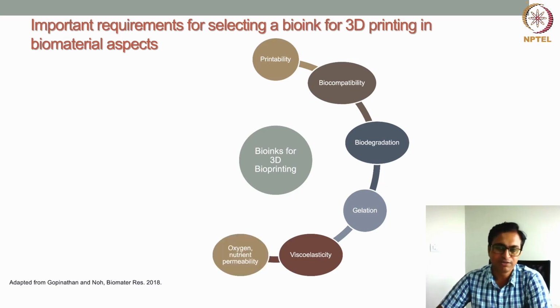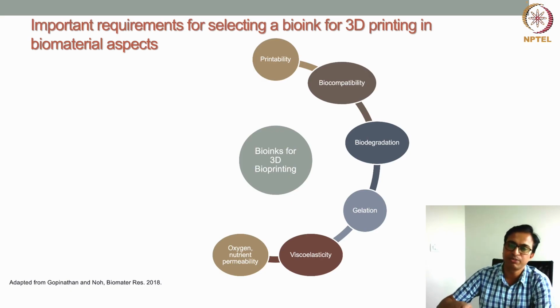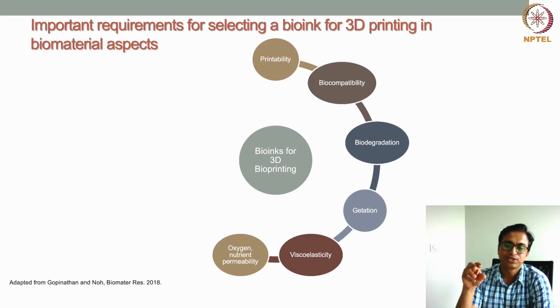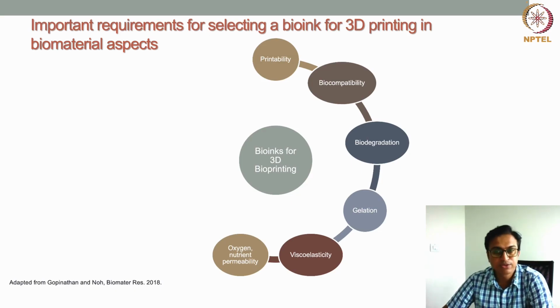The other thing is this: for survival, the cells need oxygen, nutrients, all these things. So whatever biomaterials we are selecting for bioink development, they should support oxygen diffusion and nutrient permeability. Oxygen and nutrients should be able to diffuse through the bioink, so that the cells, when they are embedded or encapsulated within the structures, are able to get the oxygen and nutrients so that they can survive.